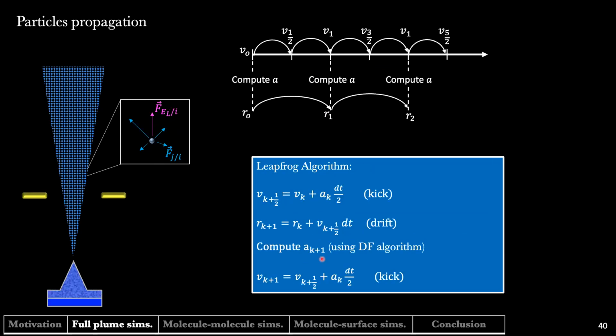And then to propagate the particles to the next time step, we use the leapfrog algorithm, where we update the velocity by half step, and then we update the position by a full step, and then we compute the acceleration, and then we update the second half step of the velocity. And this algorithm is a symplectic integrator, which means that it conserves the phase space of the Hamiltonian. And over long time steps, it conserves the overall energy of the system.